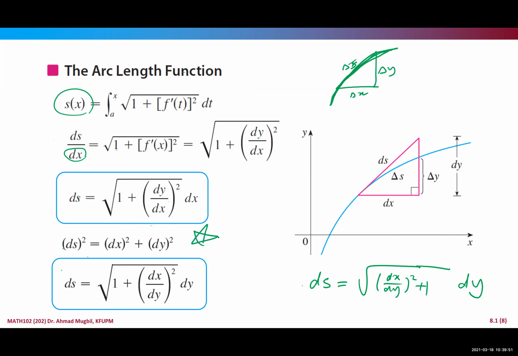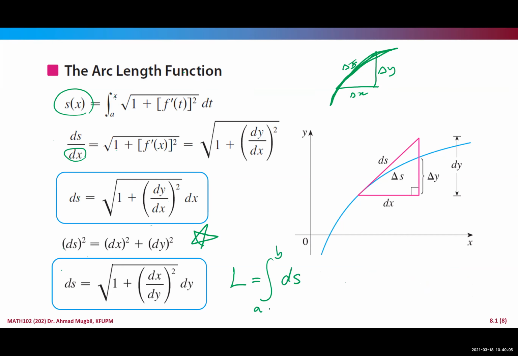This is very important, Shabab, not only for this section, as I said, it is also for 8.2. So what we can conclude, Shabab, from here, is that the arc length is equal to the integral of ds. The integral could be from a to b or from c to d. It depends on what you are integrating with. So it is the definite integral of ds. What is ds? ds could be this if you want to integrate with respect to x, or this one if you want to integrate with respect to y.